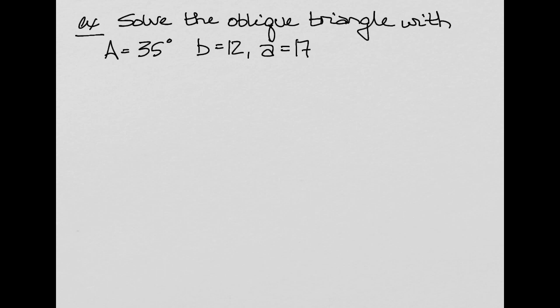So the first thing we need to do is figure out what are we looking for. In the ambiguous case, I might have one triangle, I might have none at all, or I might have two. So we're going to figure out where are we? What are we looking for?